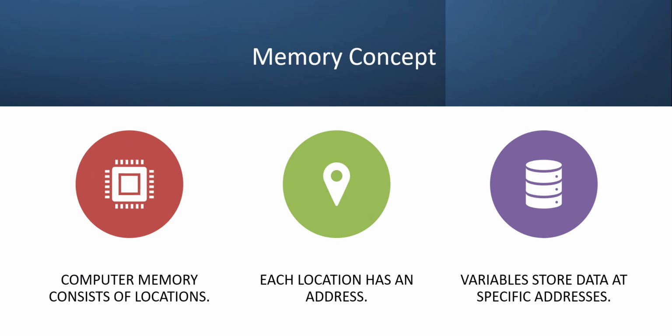Now let us understand computer memory. Computer memory is made up of many small memory locations. Each memory location has a value and a unique address. Just like houses in a street, each house has a number. Similarly, memory locations have addresses.